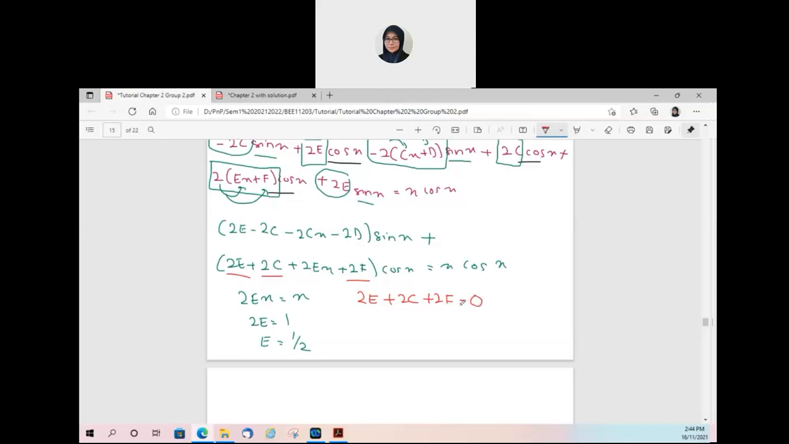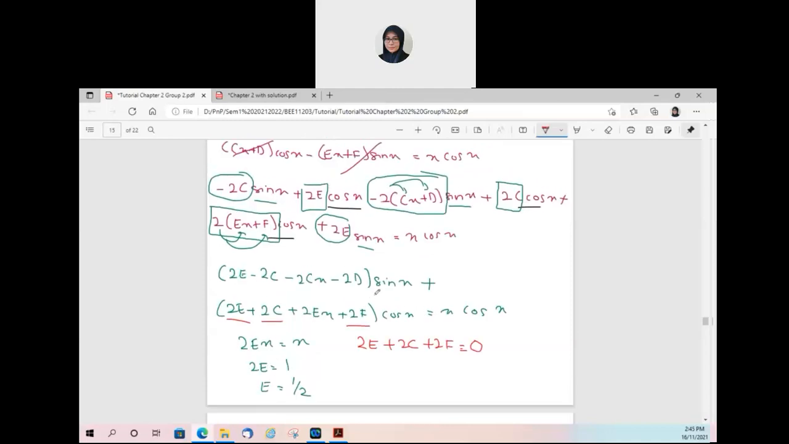Okay. Apa yang kita ada kat dalam ni? Apa nilai yang kita dah ada? What value that we already have? E. C dengan F ada lagi tak? Tak ada lagi kan? Okay, so we cannot solve this question yet because kita ada dua variable yang kita nak kena selesaikan. Okay, so stop dulu kat sini.